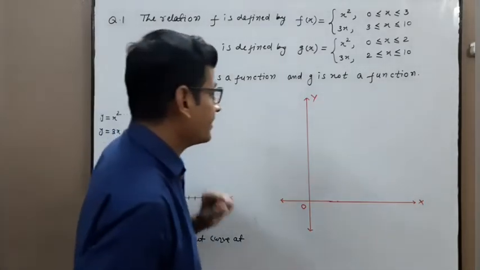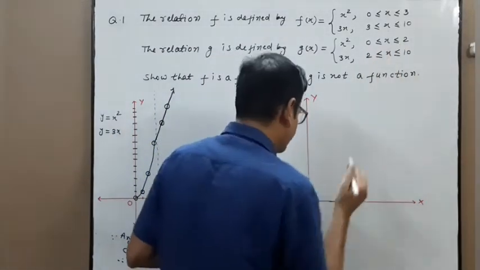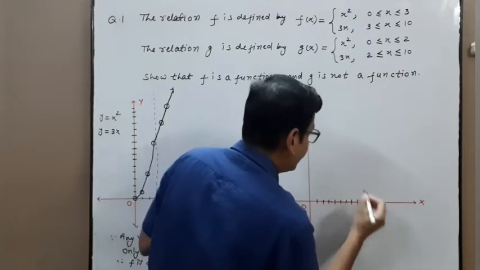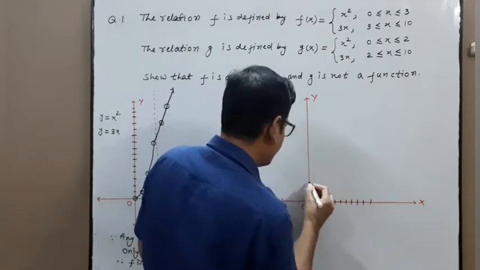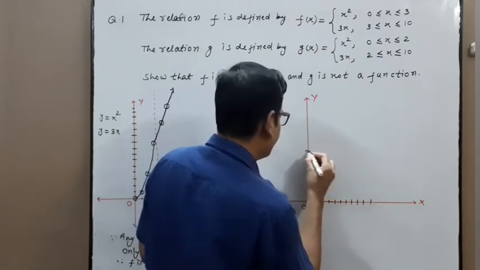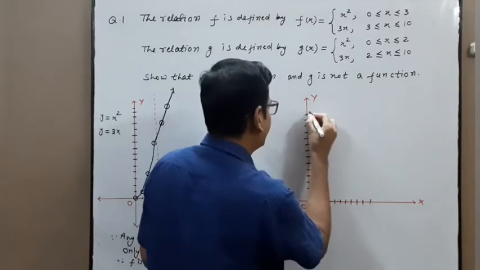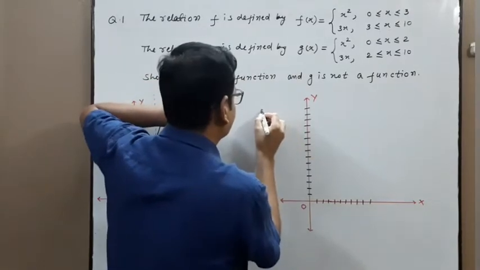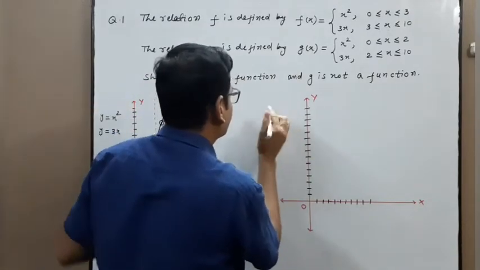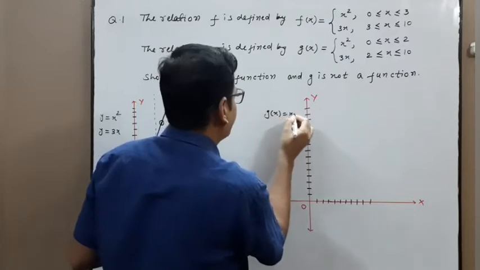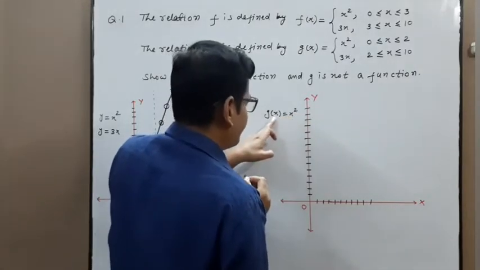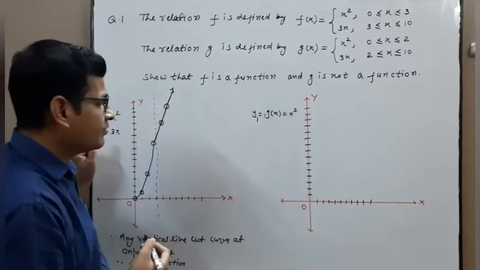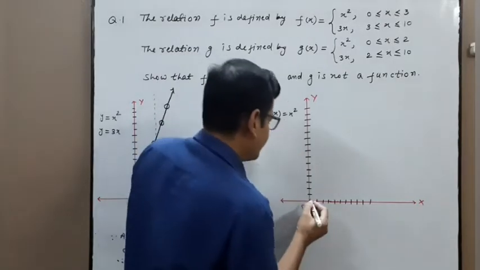Now draw the graph of g(x) in the interval 0 to 2. Let x equal to 0, g(x) equal to x square. So at x equal to 0, the value of g is 0. Again take a new name y1, since we were given y here, so give y1. y1 equal to x square.